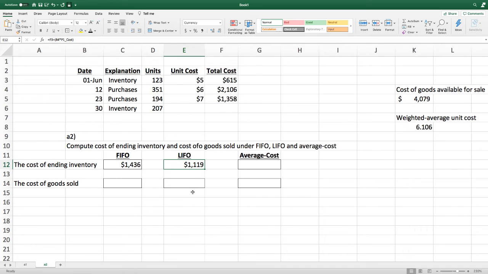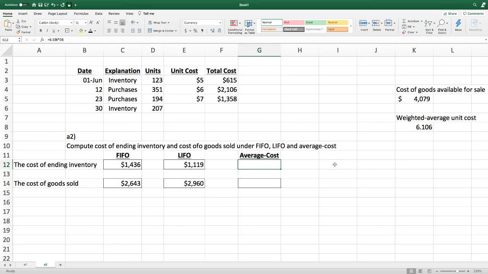What's fun is that next we're going to take our FIFO and our LIFO numbers, and one at a time, very important, one at a time, we're going to take the FIFO and subtract it out of this cost of goods available for sale, and that'll give us this. We'll do the exact same thing for LIFO, so we'll take that out of this again, and that'll give us this.